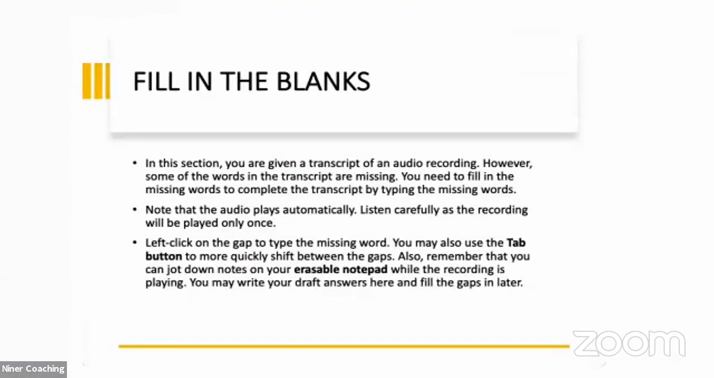All right, so we have fill in the blanks, and this is a lot easier compared to what you get in IELTS.